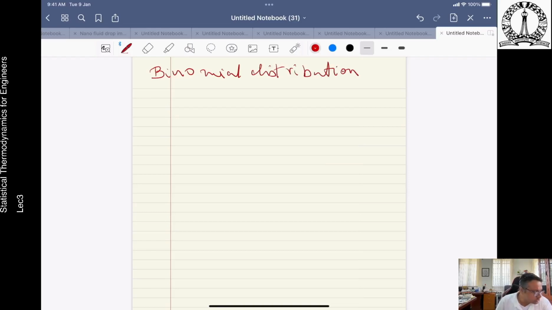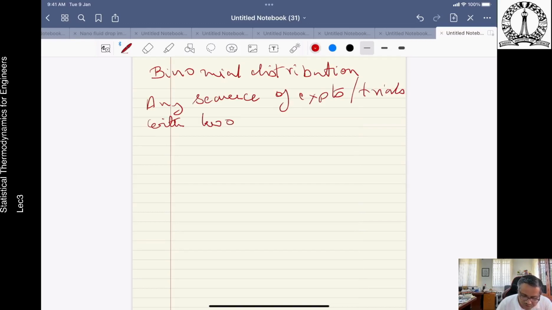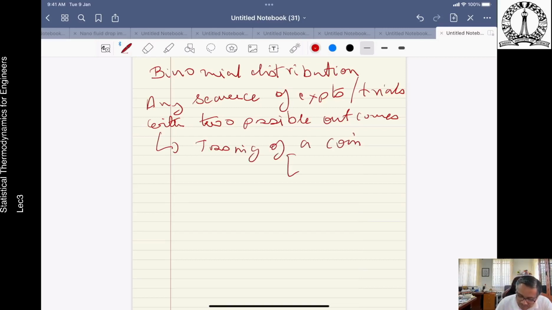So, the binomial distribution. It is any sequence of experiments or trials with two possible outcomes. An example is tossing a coin. This has two possible outcomes: the outcome is head or tail. So there are only two possible outcomes.